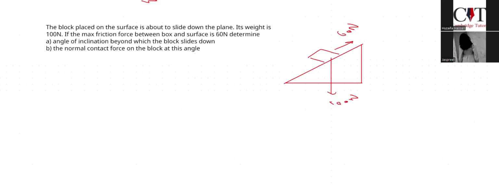So what does angle of inclination mean? This angle. Yes or no? Yes, sir. Because this is the angle at which the box is inclined to the surface. The surface is this, the ground surface. So we have to find this angle.